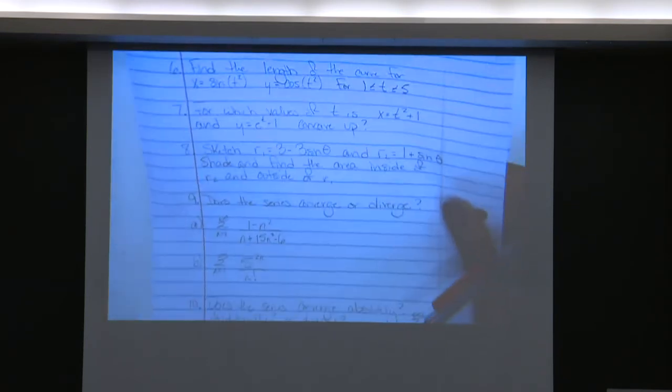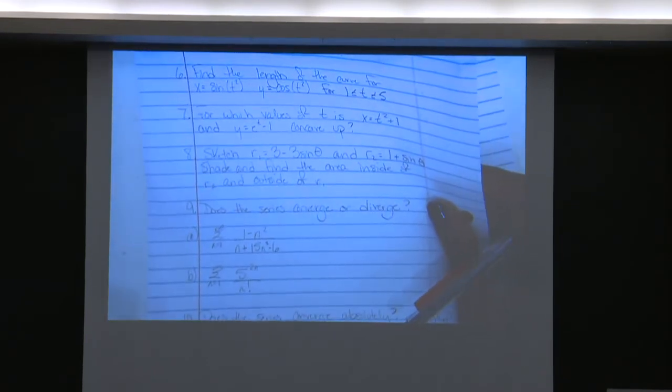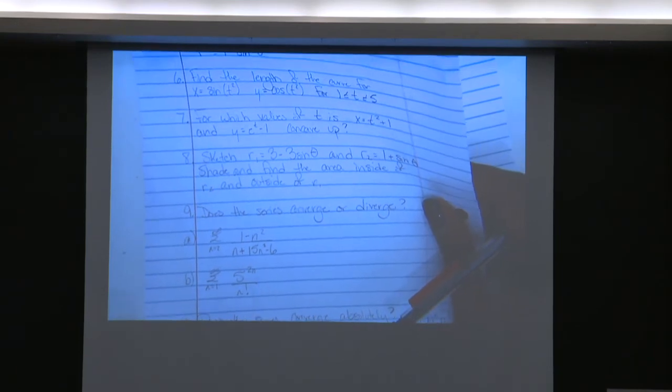All right, number 7 reads: for which values of t is x equals t squared plus 1 and y equals e^t minus 1 concave up? Concavity, everybody's favorite.